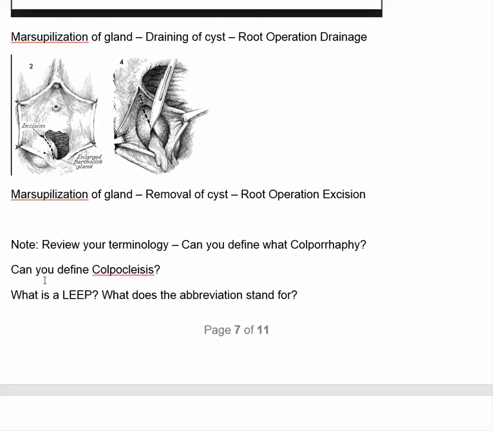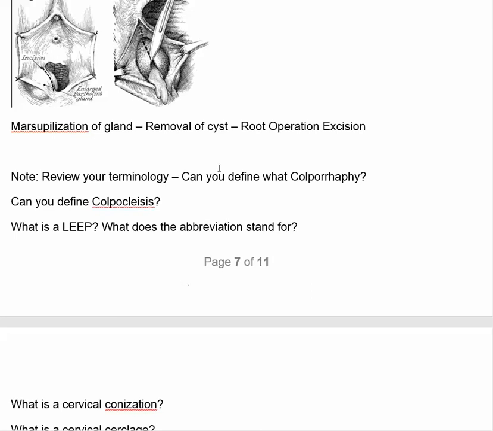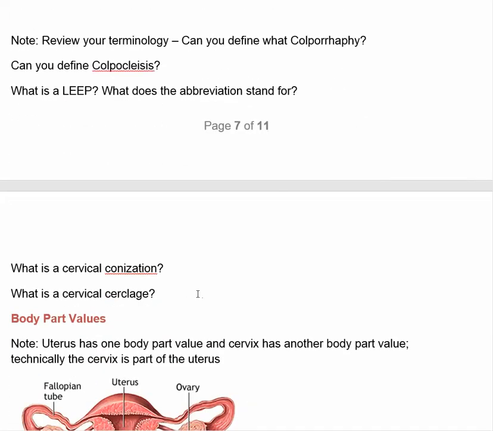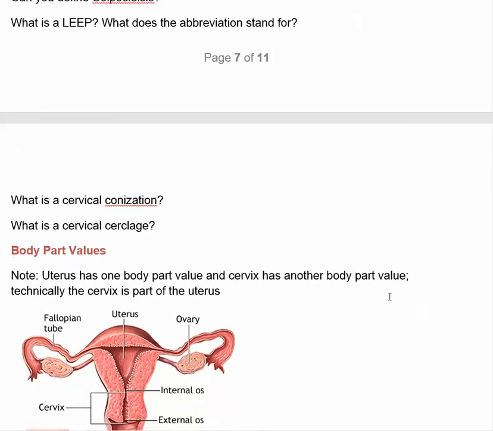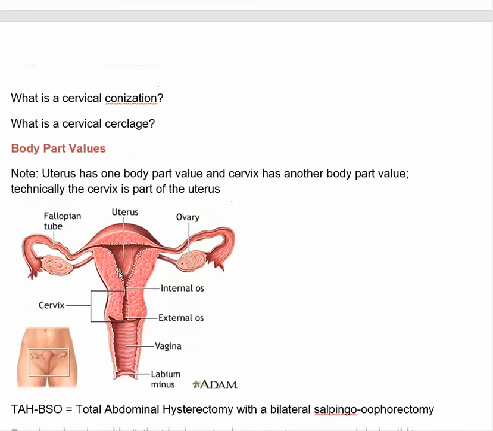Just some terminology review. Make sure you can define certain terms in this particular chapter. What is a LEEP? What does the abbreviation stand for? What is a cervical conization? What is a cervical cerclage? Also, again, as I stated, the uterus is one body part, the cervix is another. From an ICD-10-PCS standpoint, there are two separate body part values and considered unique body parts.